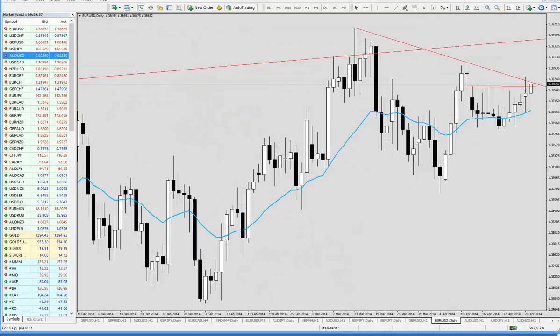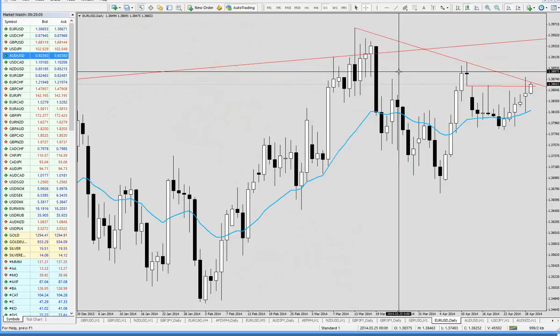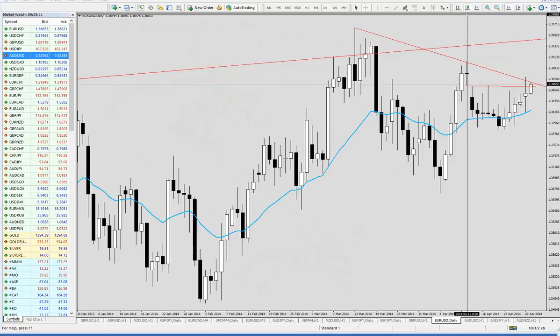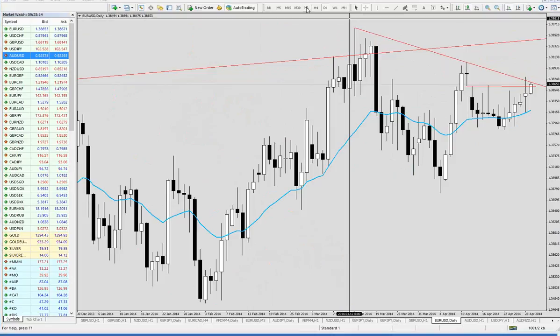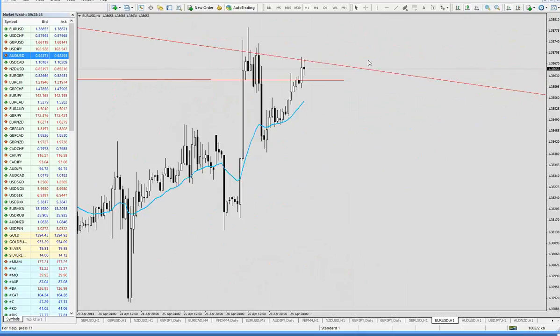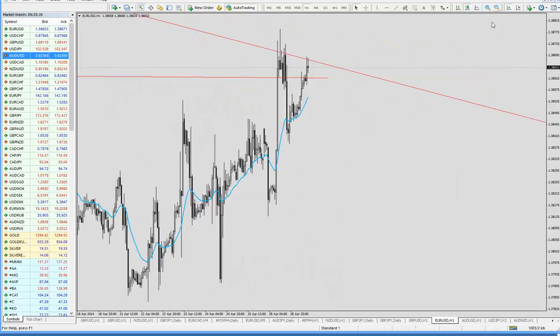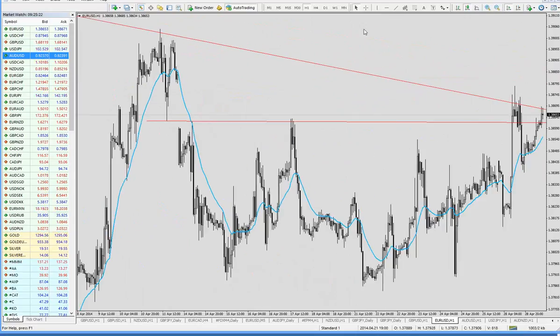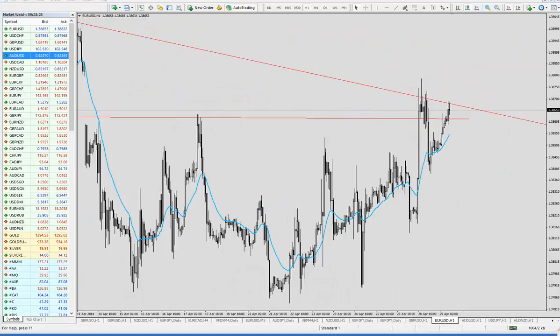And one more time, to close the gap, we have to go above 138.85. So now let's get back to hourly. Two possibilities to try to short it. We are going to respect this line.